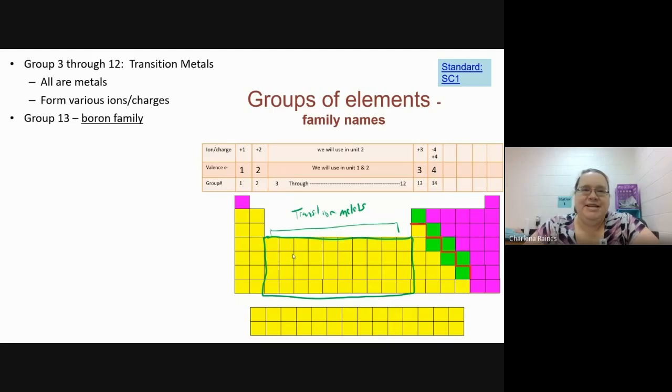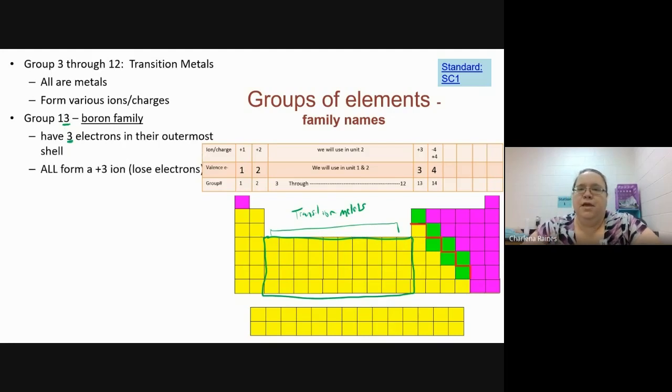Group 13 and the next 3 happen to be named after their lead element. Looking at our real periodic table, we can see that lead element is boron. So therefore, it's called the boron family. The boron family has 3 valence electrons, and since they have 3 valence electrons, they all form a +3 ion. The boron family has 1 metalloid, boron, and then the rest are metals.